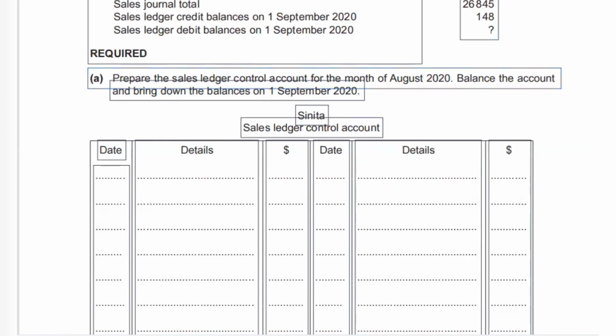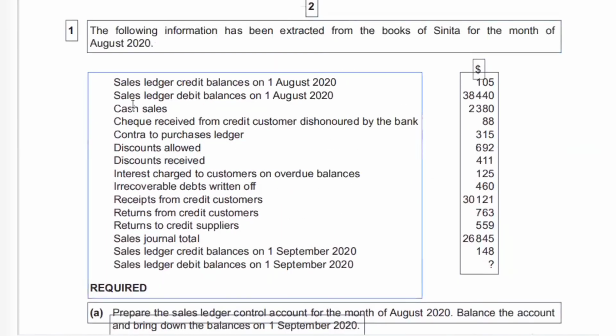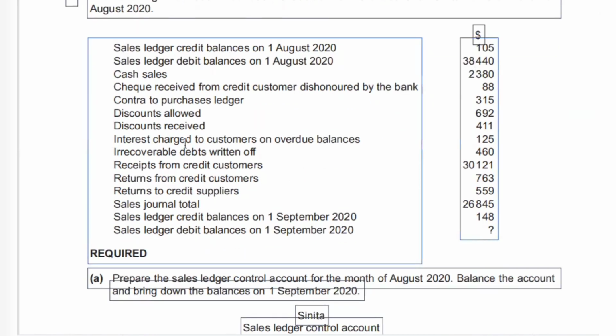So we are required to make a sales ledger control account. For that we have the sales ledger credit balance, opening balance, debit balance, that is opening 105, 38,440. Then we have checks received from credit customers dishonored. Then we have contra. Then we have discount allowed. Then we have interest charged to customers. As we are making a sales ledger control account, cash sales won't be considered. We'll only consider the credit sales.